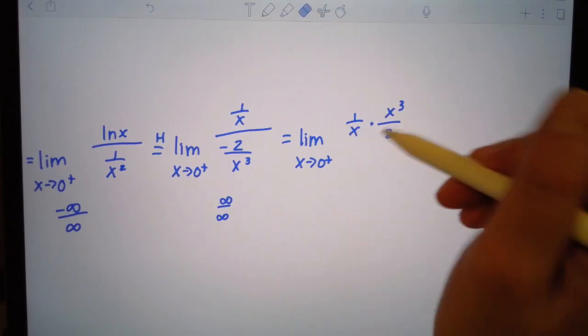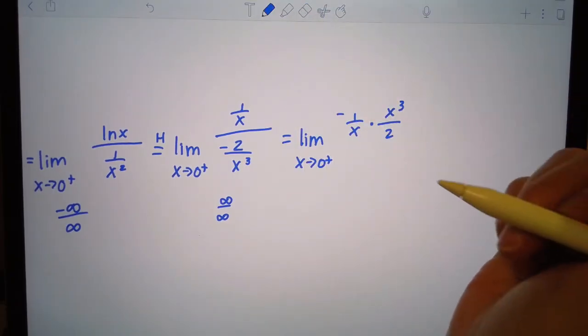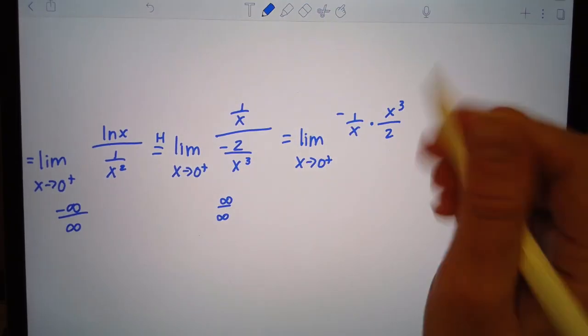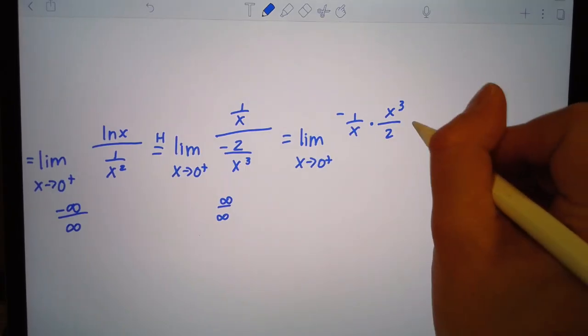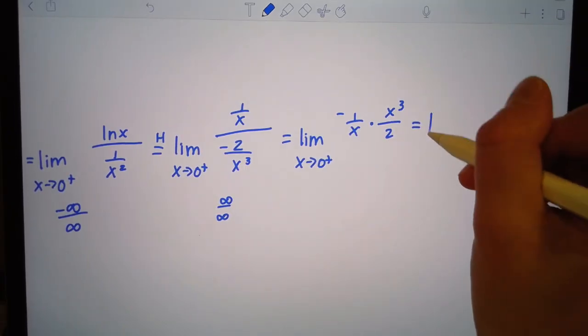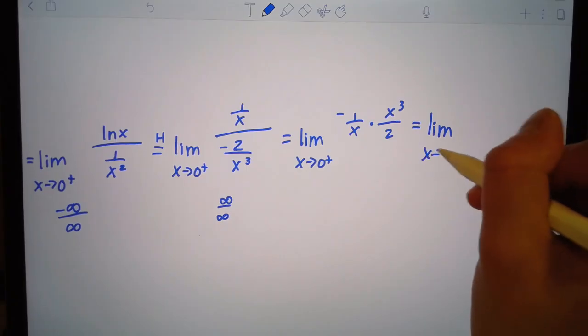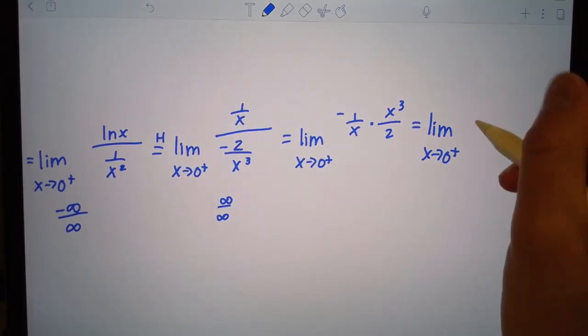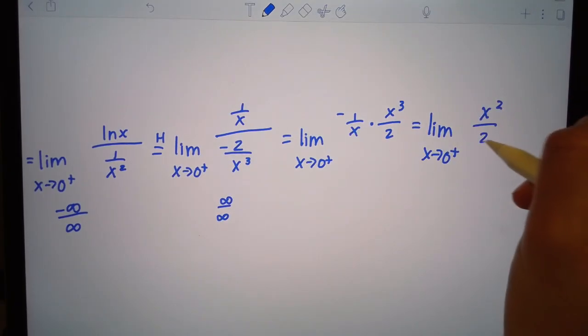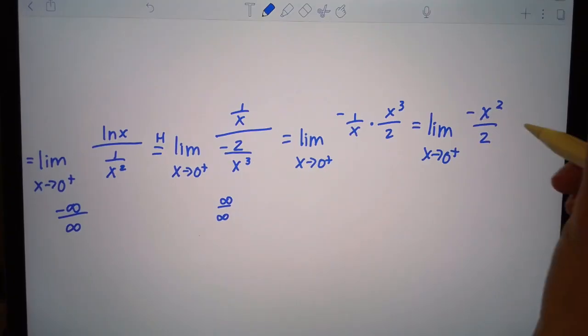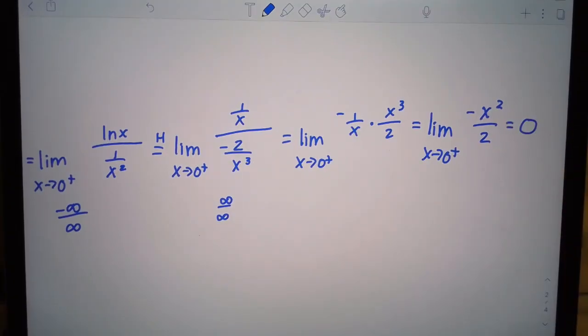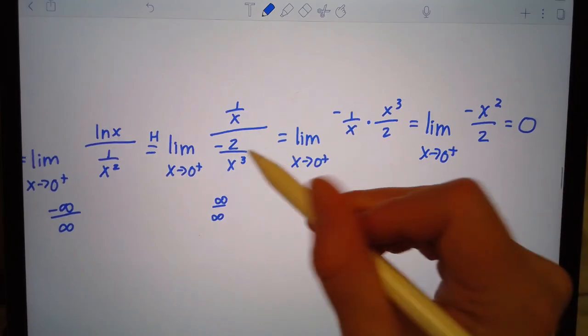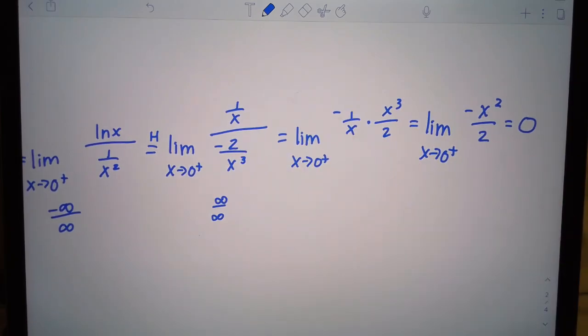Or we can pull the negative all the way out front. And at this point, these x's will cancel. So what we're left with is the limit as x goes to 0 from the right of negative x squared over 2. And that's just 0. That's it. So really it's just this step here of simplifying and remembering to do that.